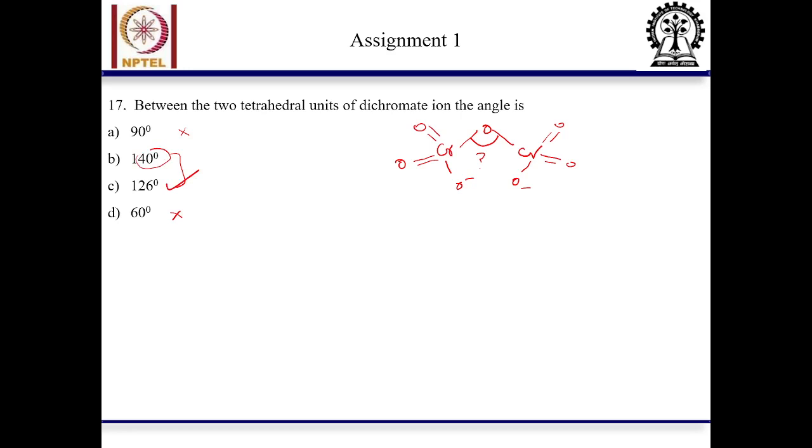So what is the angle between the two tetrahedral units in the diagram? It will be close to 120 degrees, that you can say here. The correct option is C.